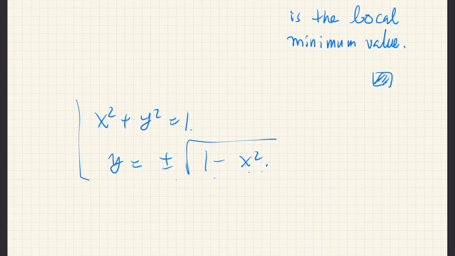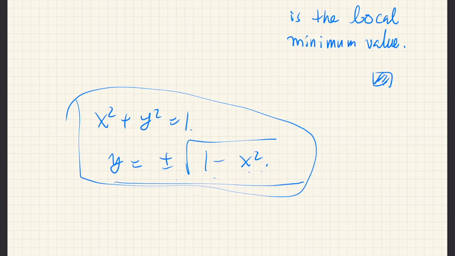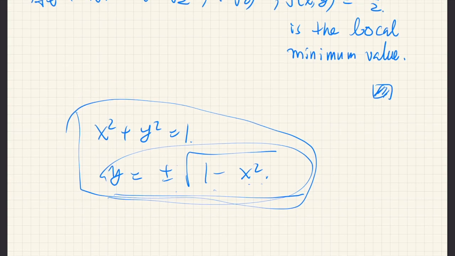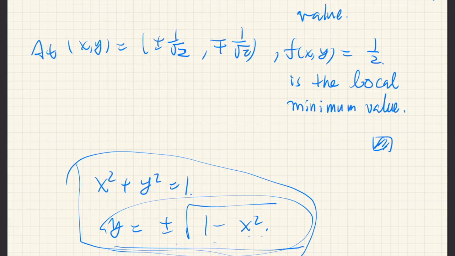In this case, we are lucky enough to be able to solve for y, but in many cases this is not possible. So we cannot find the explicit form of the implicit function, but still, we can apply this method. Now let us provide the theoretical basis of the method of Lagrange multipliers. So let us give this theorem.